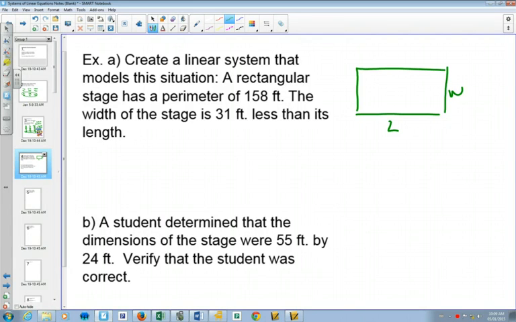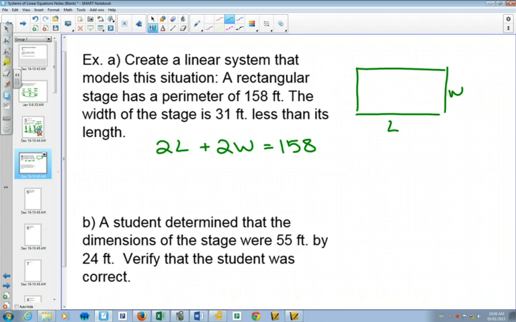Now, if the perimeter is 158 feet, remember that perimeter means all the way around. And if I went all the way around, I would get 2 lengths and 2 widths, and that has to equal 158. Were you able to get that one? Now that you look at the diagram, does that make sense?